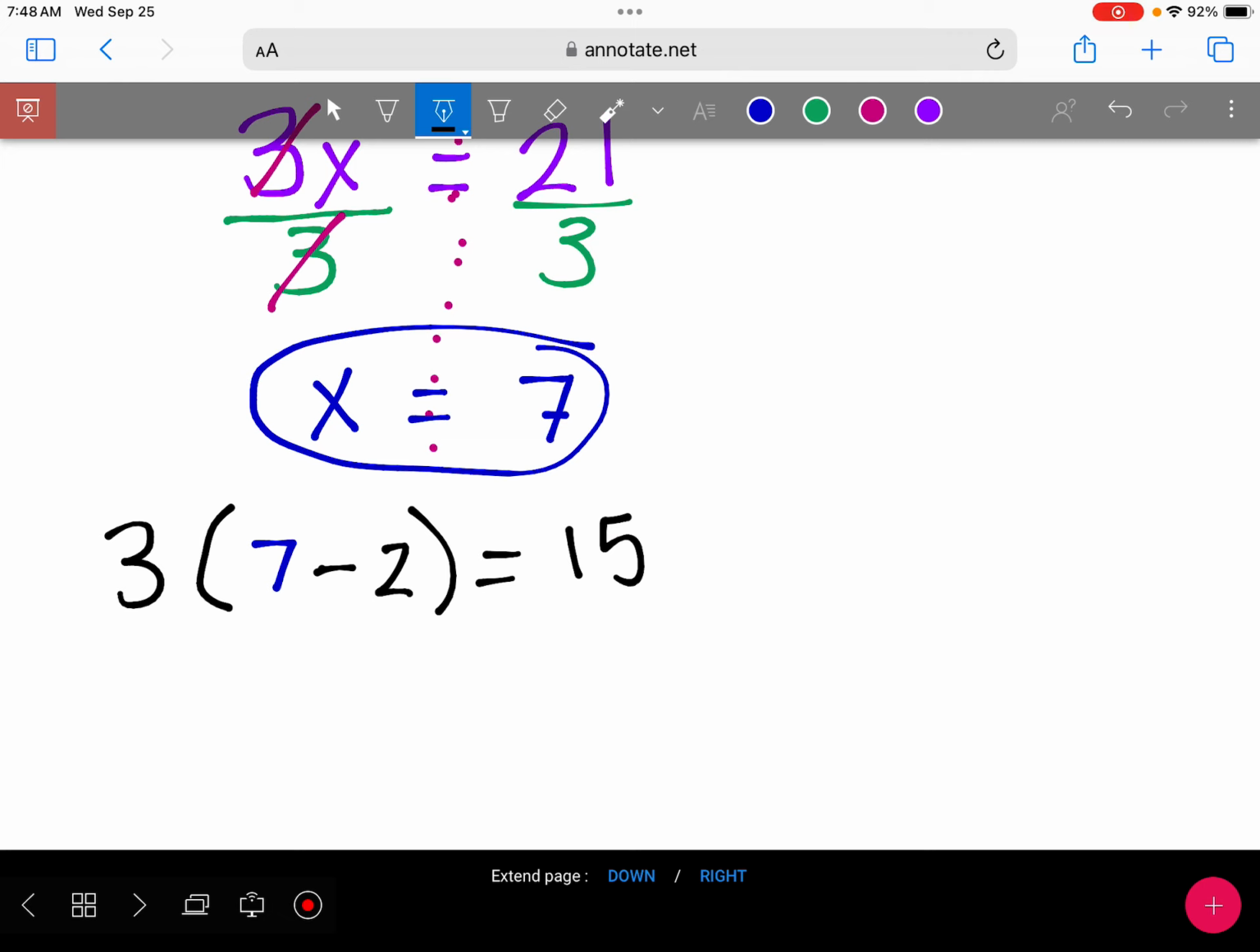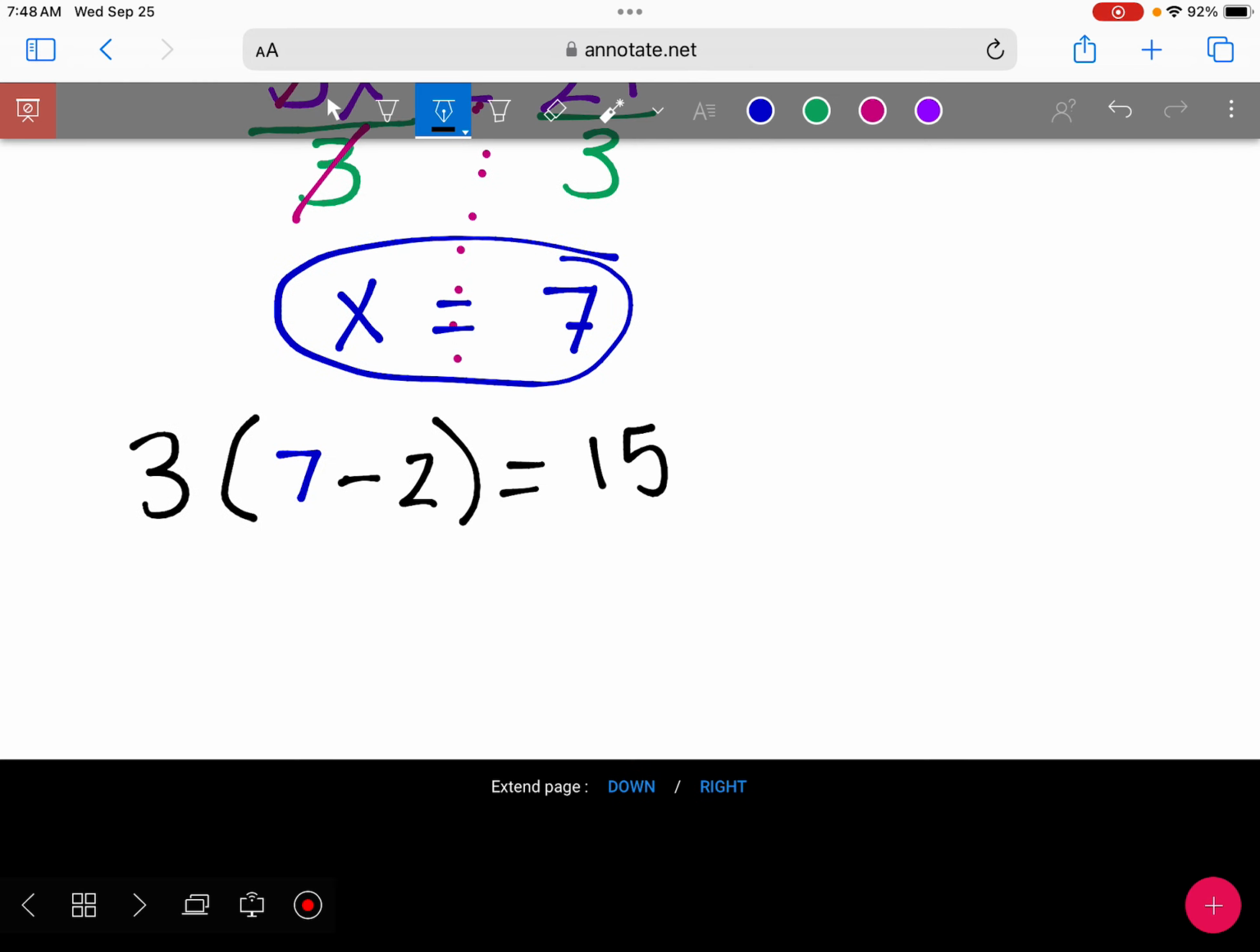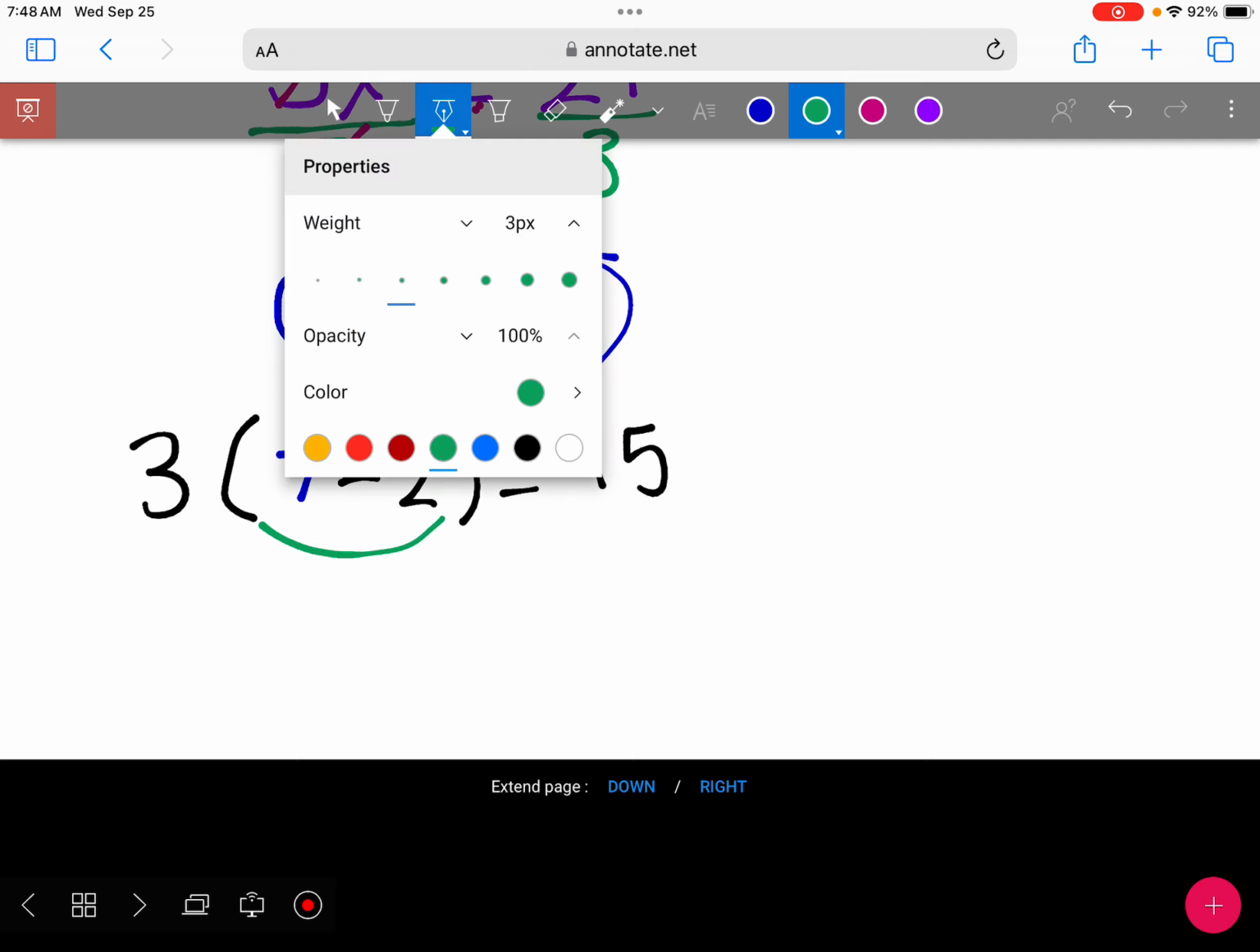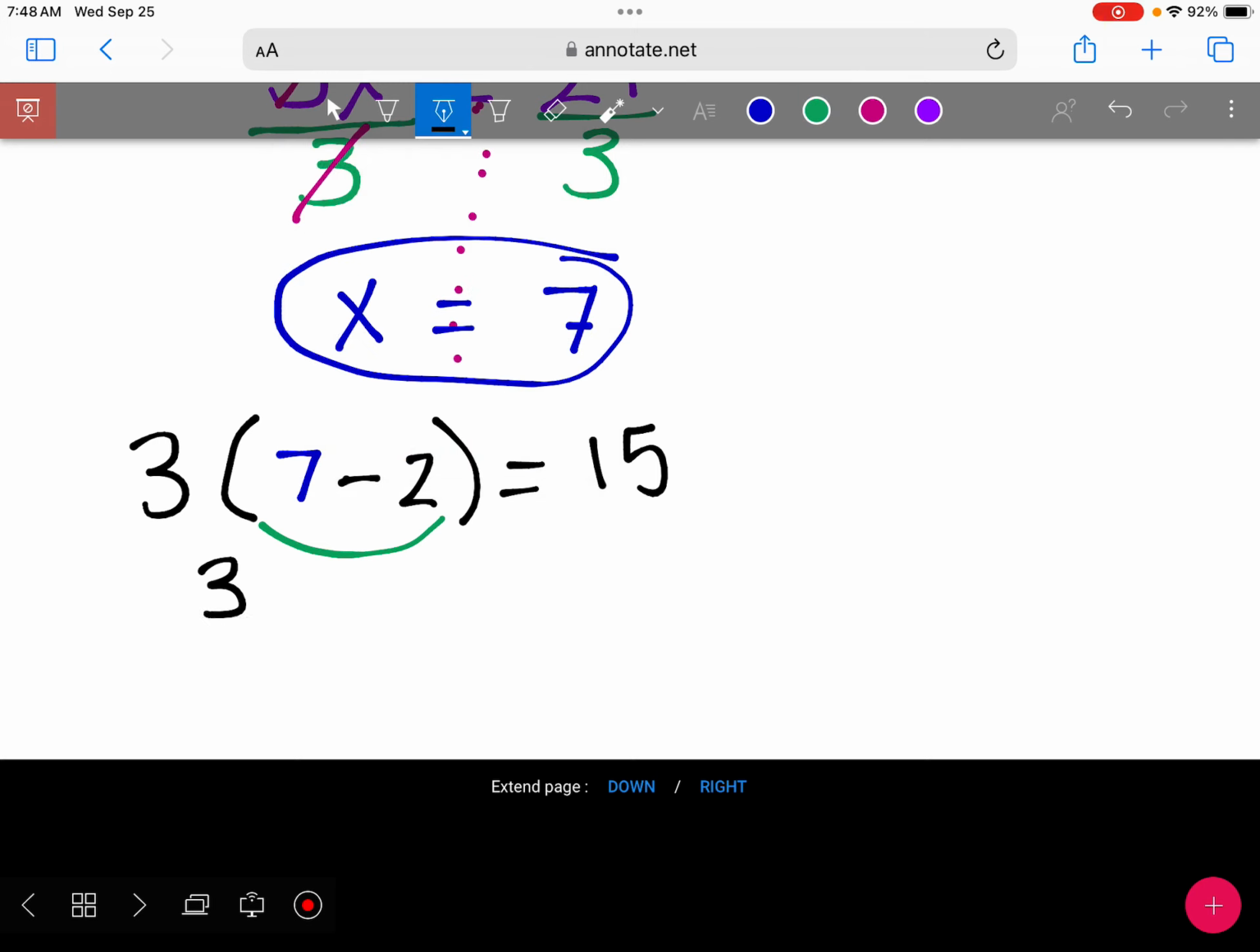On our check, we are simplifying PEMDAS top to bottom. So we do our parentheses first. What is 7 minus 2? 5. So we have 3 times 5, which is 15, which does in fact equal 15, so we've checked it. Good for us, go team. Our answer is 7, but we have to check it. So that one had more pieces. Questions on anything there on where it came from?